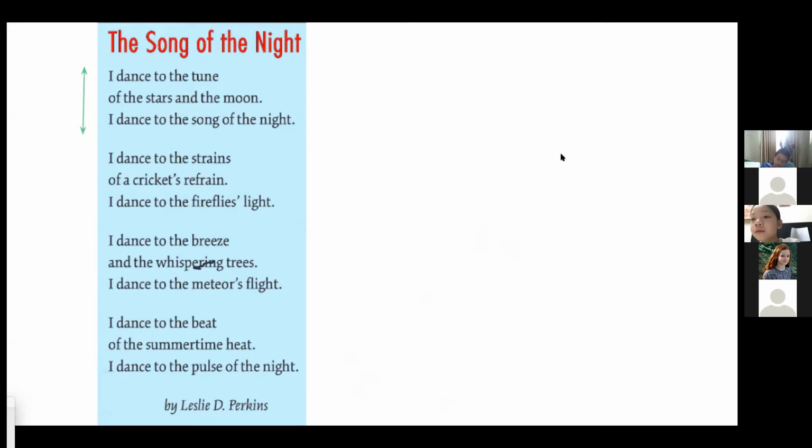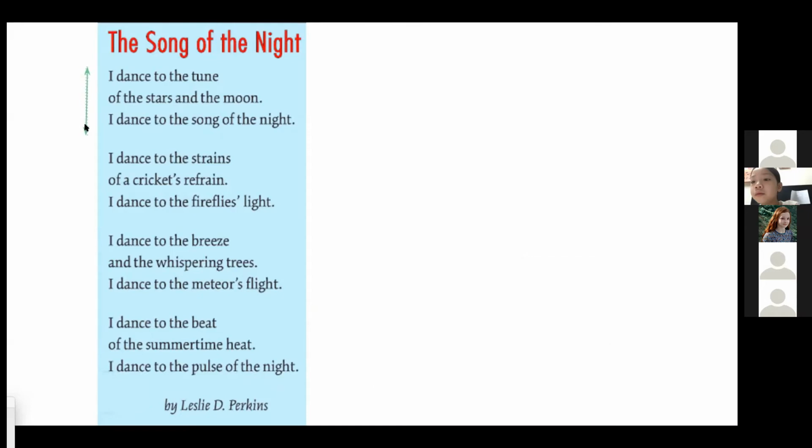Okay, so in our first verse, what do we notice about some of the words at the end of each line? What do you notice about words at the end of each of the lines in the first verse? Okay, so we know there's two sentences, but let's look at the words at the end of each line. So we have tune, moon, and night. Are there any words that rhyme at the end of these lines? I think it is tune and moon. Okay, so tune and moon rhyme.